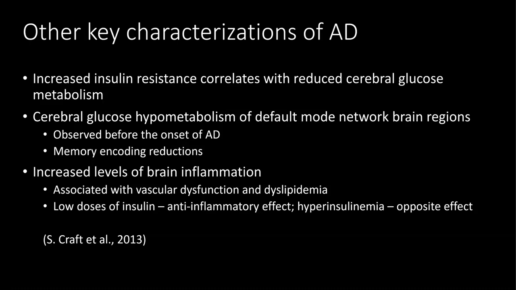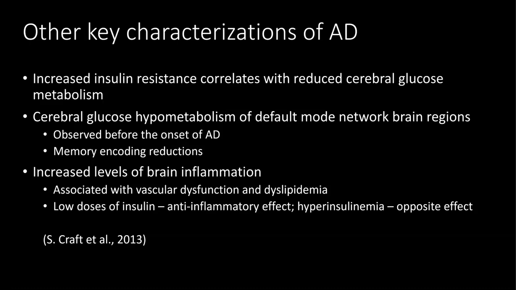increased insulin resistance, which has a correlation with reduced cerebral glucose metabolism, also known as cerebral glucose hypometabolism. They have found that typically this hypometabolism occurs in the default mode network brain regions, which are also regions that are very important for memory. And typically the hypometabolism is observed to start years before the onset of Alzheimer's disease. What this leads to is a reduction in memory encoding.